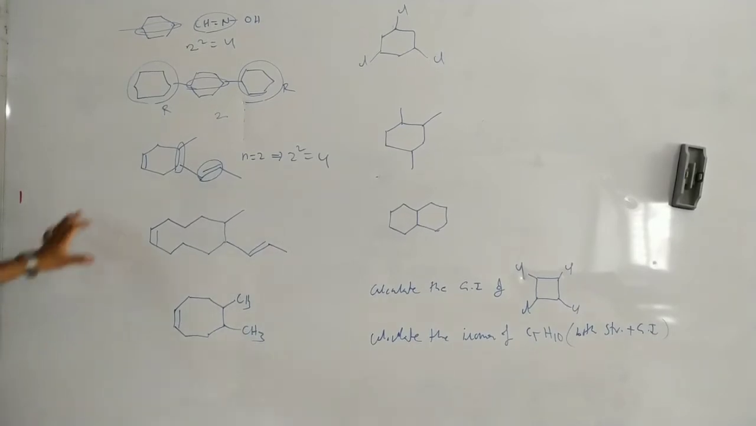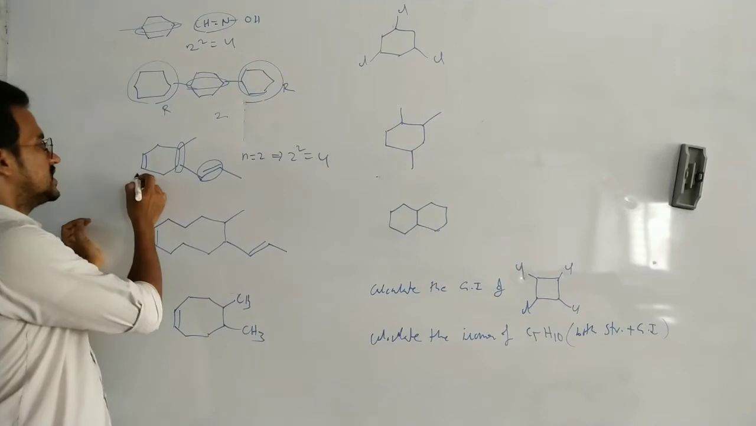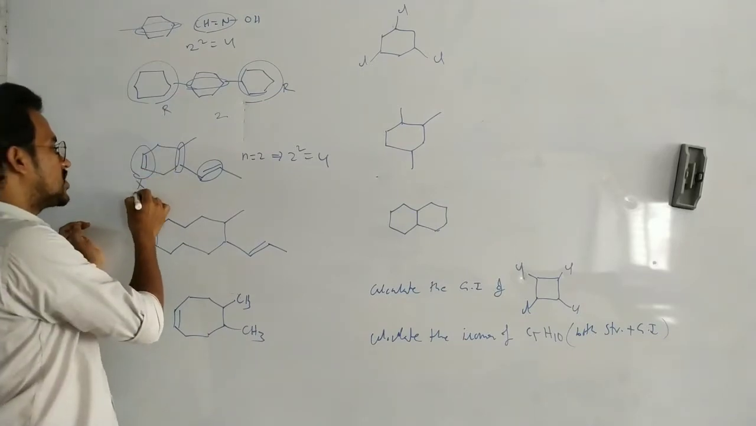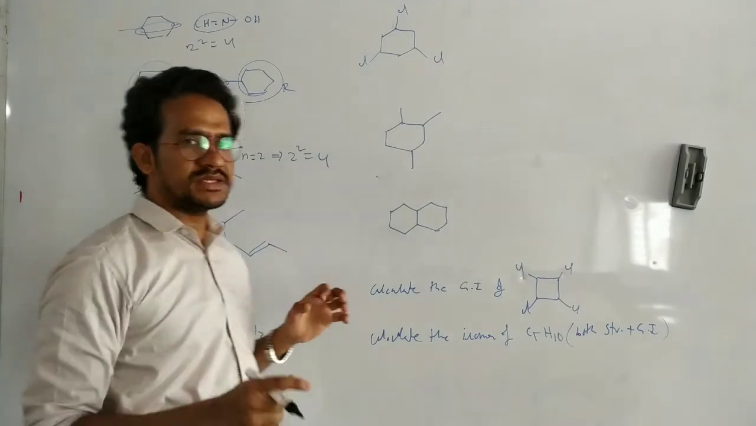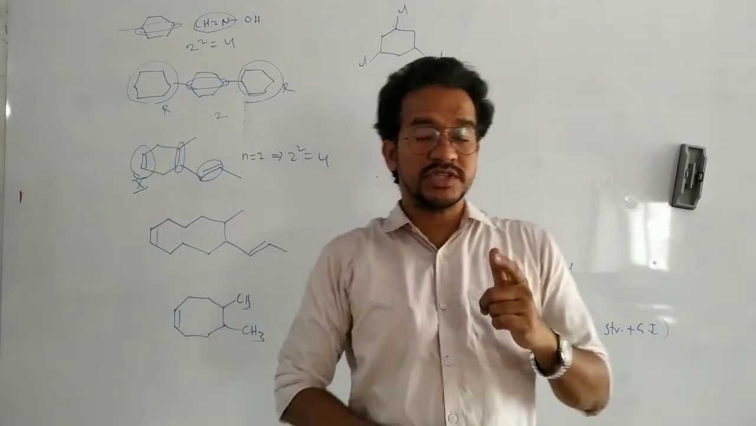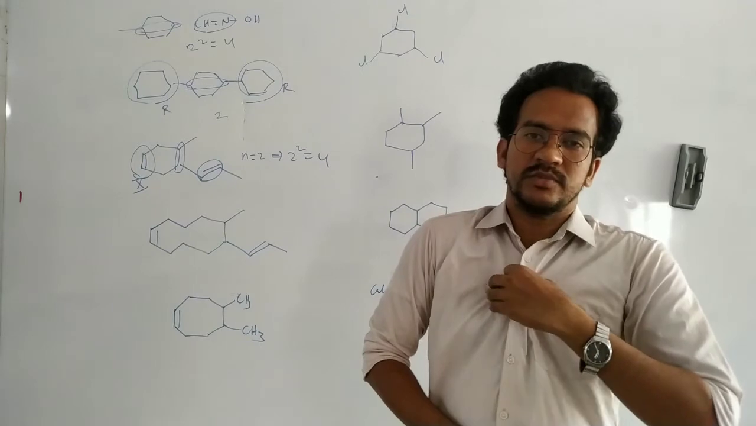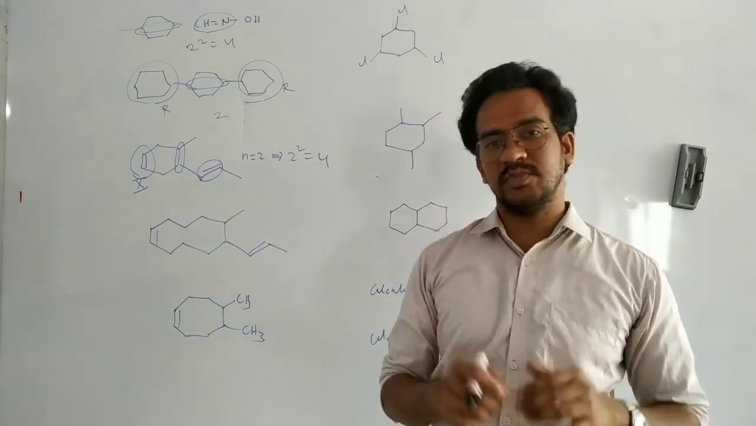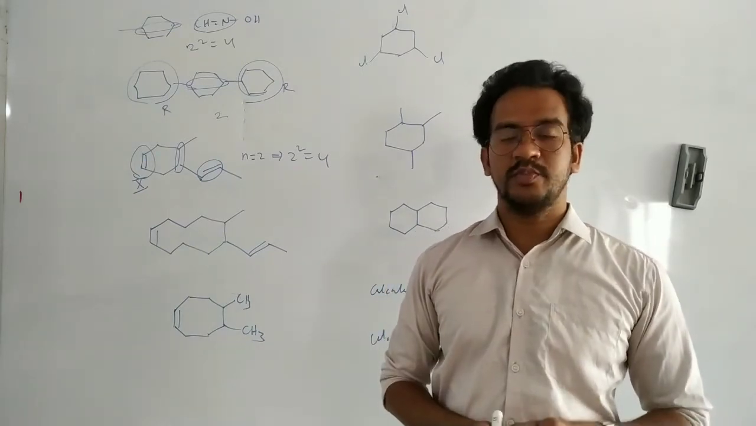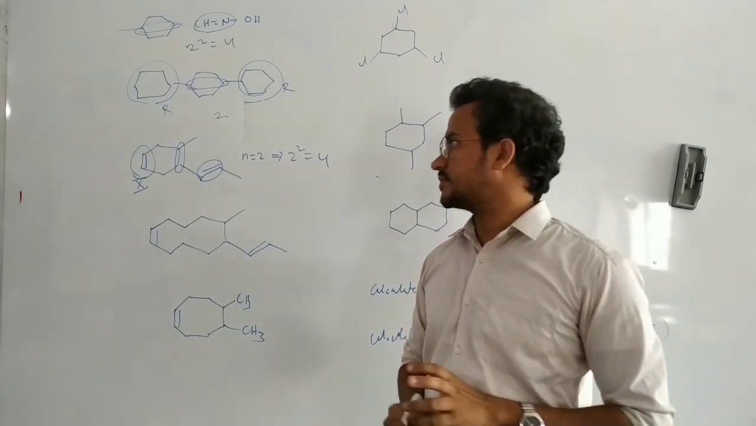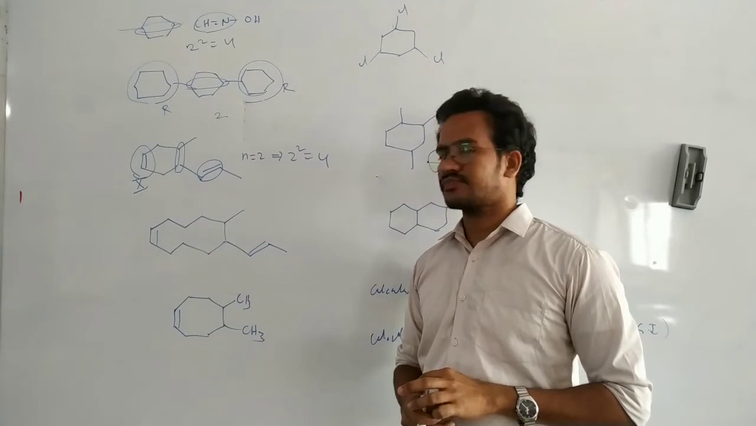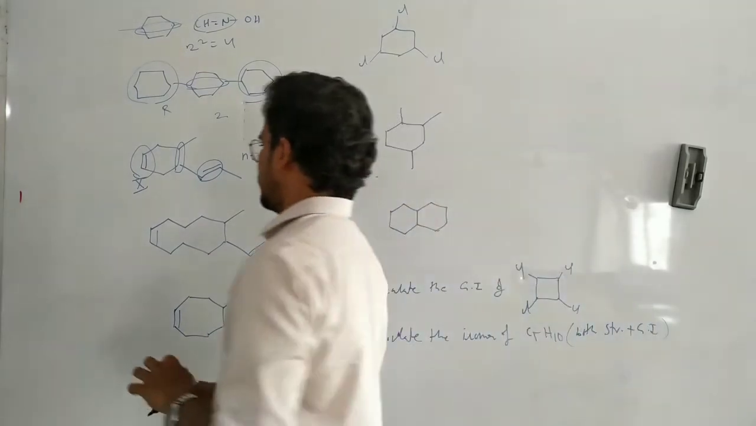Okay, 4 geometrical isomers, because this double bond must not be counted. In cycloalkenes up to 7-member ring, geometrical isomerism across the double bond is not possible. Okay, up to 7-member ring, geometrical isomerism is not possible. Okay, that's it. Next one.